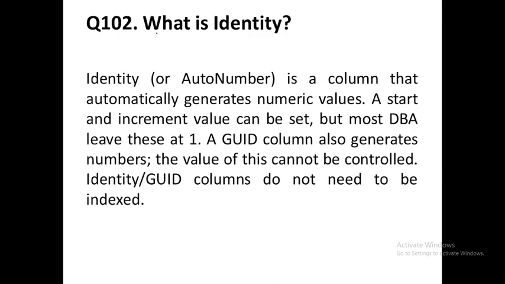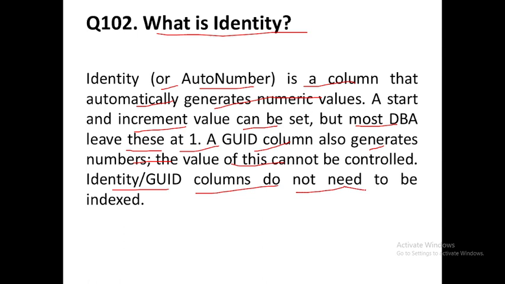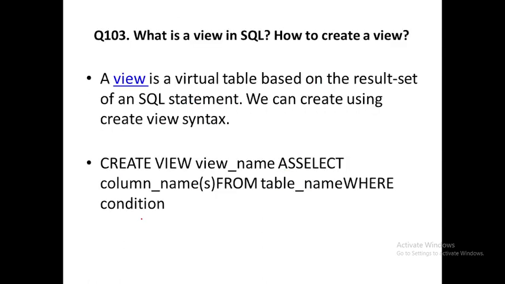What is identity? Identity or auto number is a column that automatically generates numeric values. A start and increment value can be set, but most DBAs leave these at 1. A GUID column also generates numbers. The value of this cannot be controlled. Identity and GUID columns do not need to be indexed.